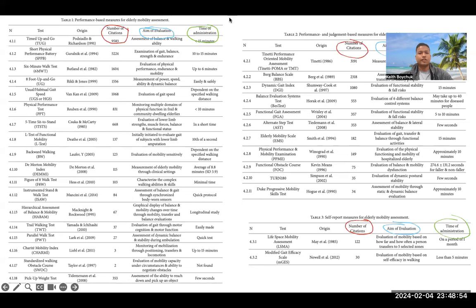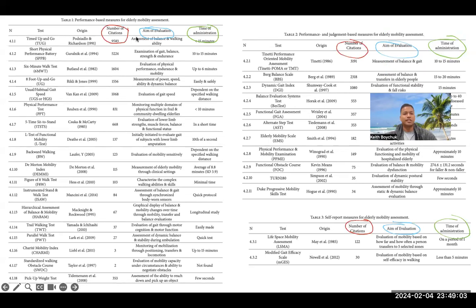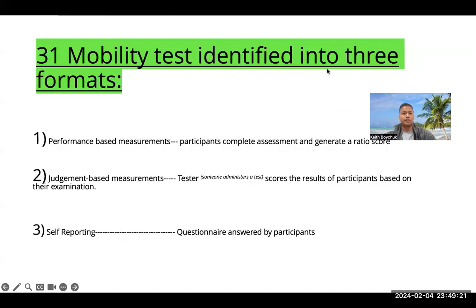So first things first, I do want you to take note of the highlighted things that I did right there. You'll see that there's the number of citations, purpose of the evaluations, and then also the time it takes to perform these tests. These are three key factors that will essentially tell us if these are specific tests that we would like to do with the participants.